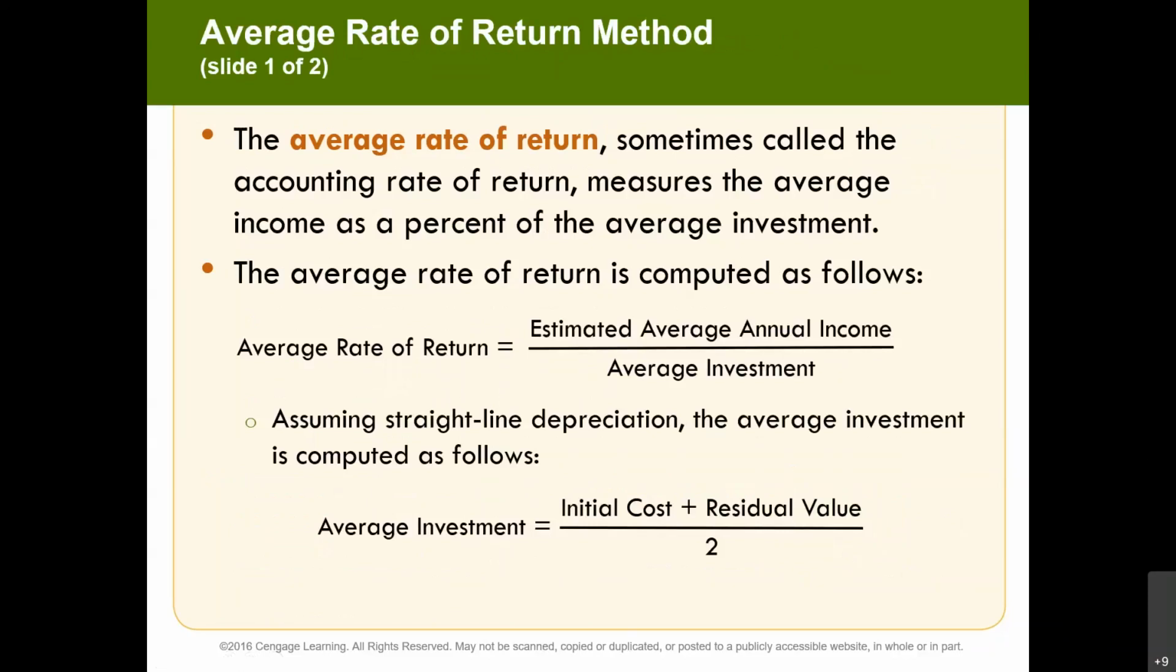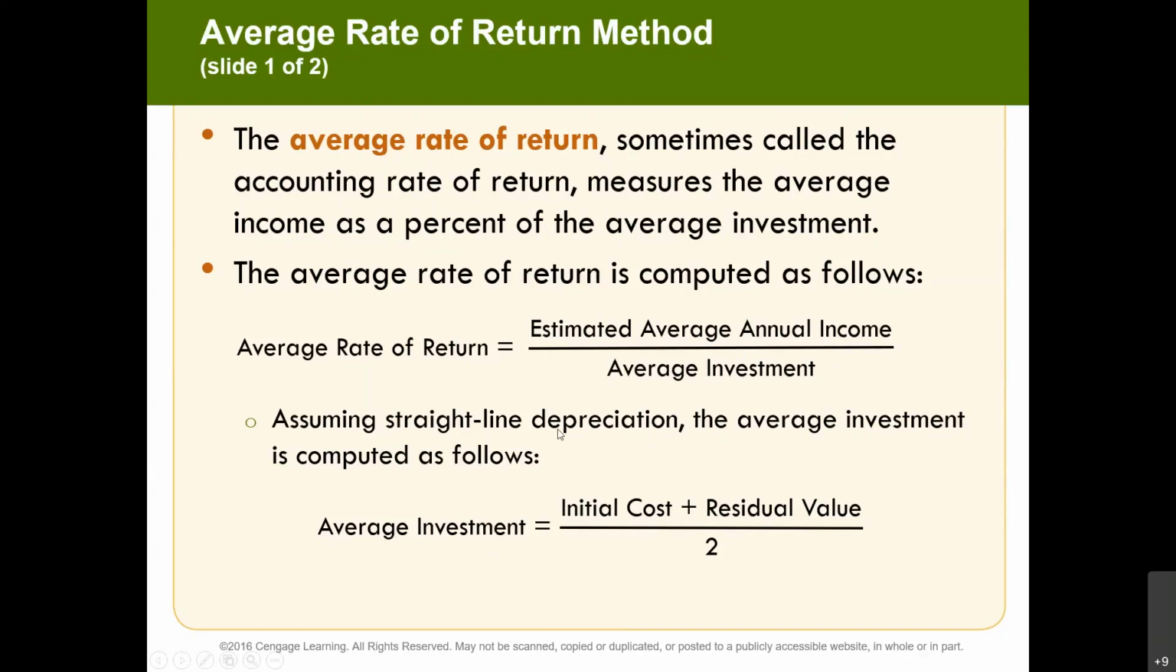So let's talk about what the first method is, the average rate of return. This is sometimes called, actually most of the time it's called, the accounting rate of return. This measures the average income as a percentage of the average investment. To compute this, we take our estimated average annual income and we divide that by the average investment. Don't worry, the data will be provided to you in the examples and also in your homework.